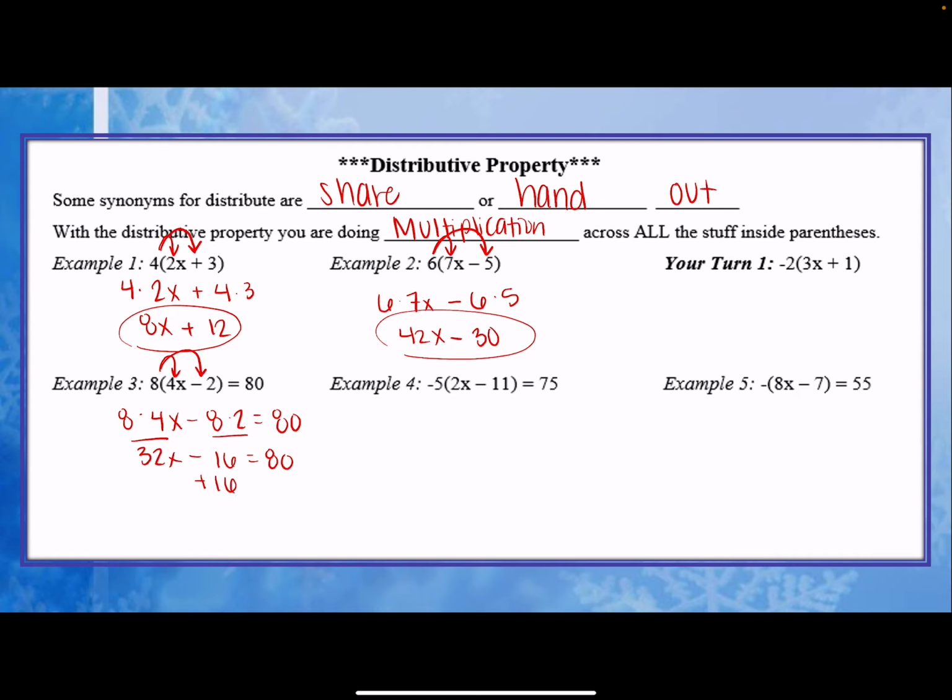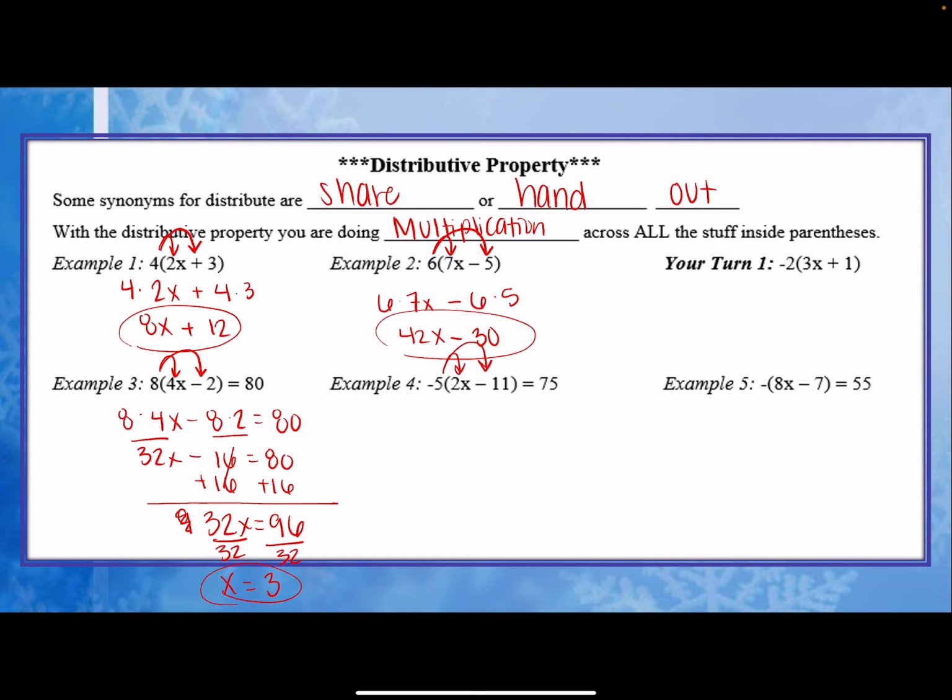So you go ahead and add 16 on both sides first. You've got 32x equaling to 96. You'll divide both sides by the coefficient now, and x is going to be equal to 3. All right, our next example, same thing.